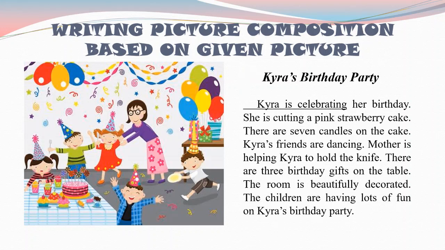Kyra is celebrating her birthday. She is cutting a pink strawberry cake. There are 7 candles on the cake. Kyra's friends are dancing. Mother is helping Kyra to hold the knife. There are 3 birthday gifts on the table. The room is beautifully decorated. The children are having lots of fun on Kyra's birthday party.